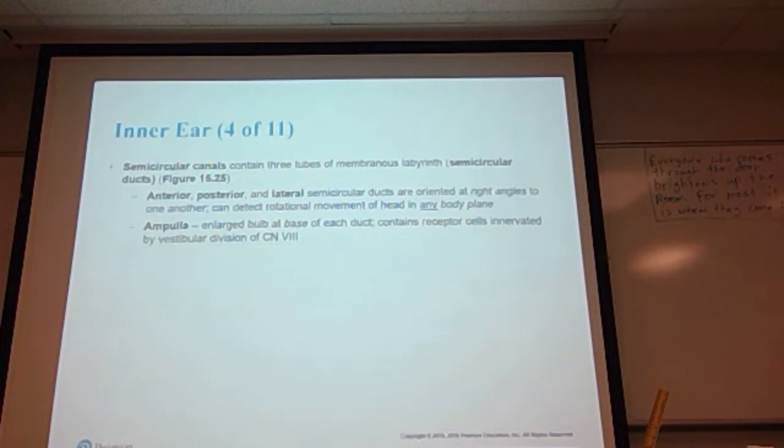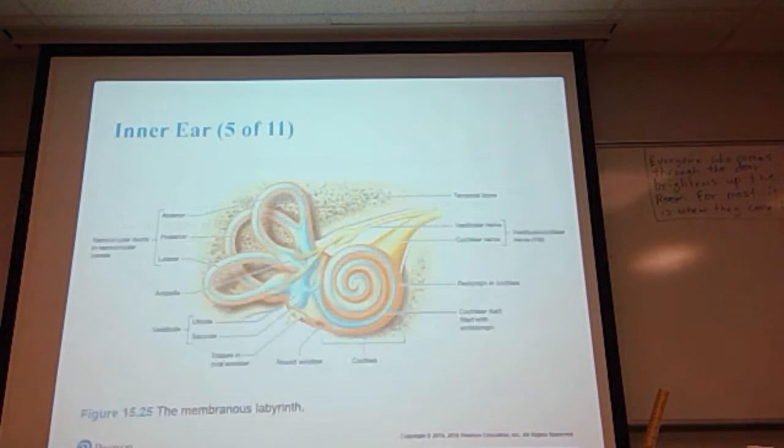The semicircular canals contain 3 tubes of the membranous labyrinth, sometimes referred to as the semicircular ducts. The anterior, the posterior, and the lateral semicircular ducts are oriented at right angles to one another. They can detect rotational movement of the head in any body plane. The ampulla is an enlarged bulb at the base of each duct, and contains receptor cells innervated by the vestibular division of cranial nerve 8. Again, that's the vestibulocochlear nerve.